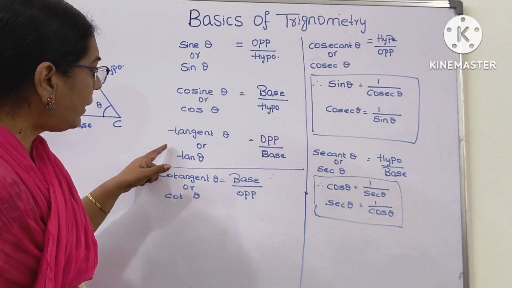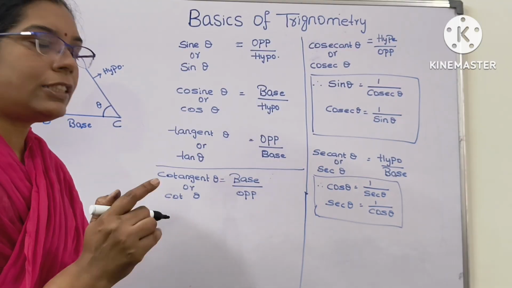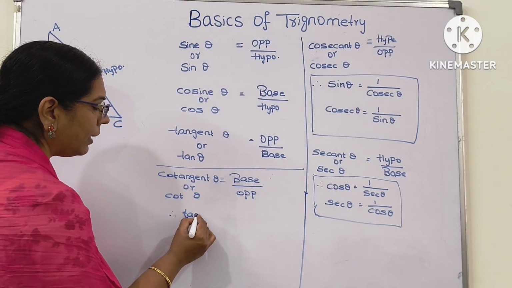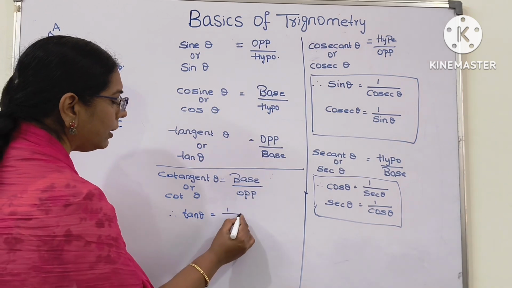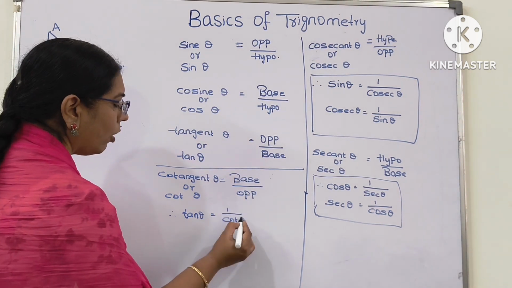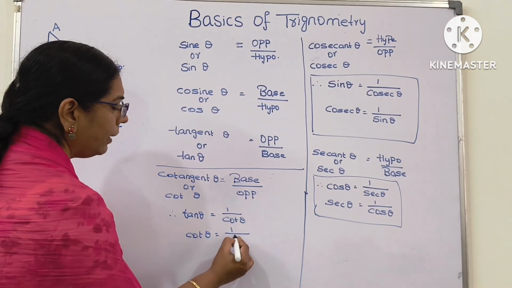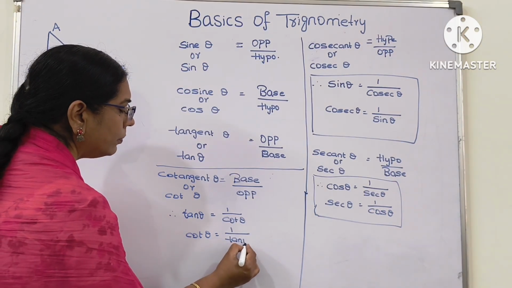Now you know tan theta and cot theta are reciprocal to each other. So tan theta can be written as 1 by cot theta, or cot theta can be written as 1 by tan theta.